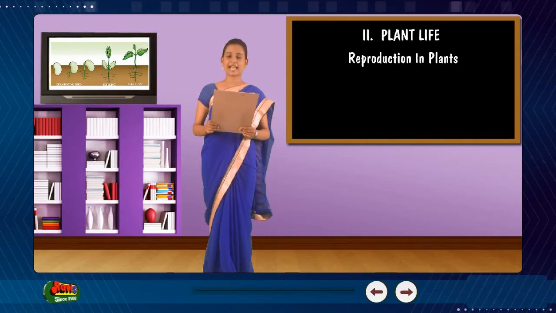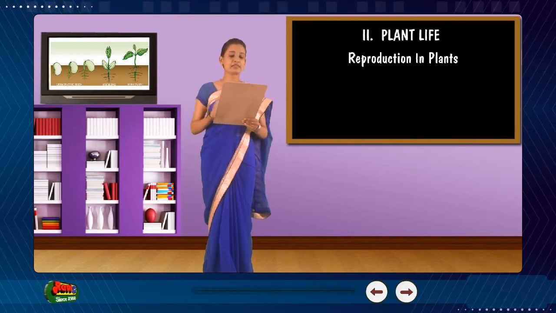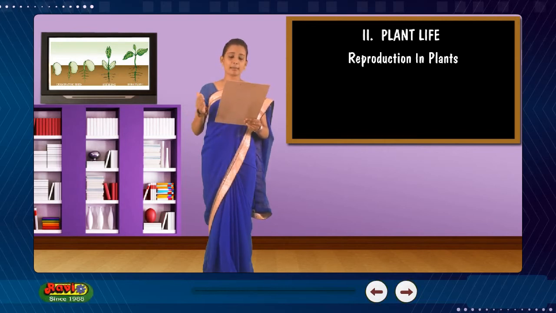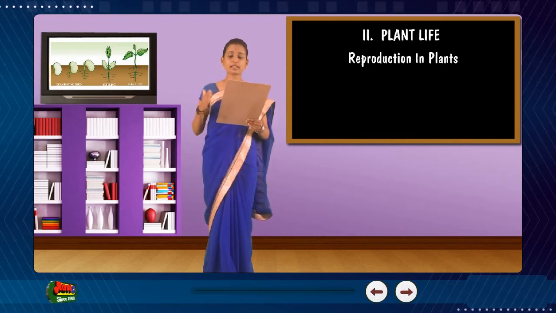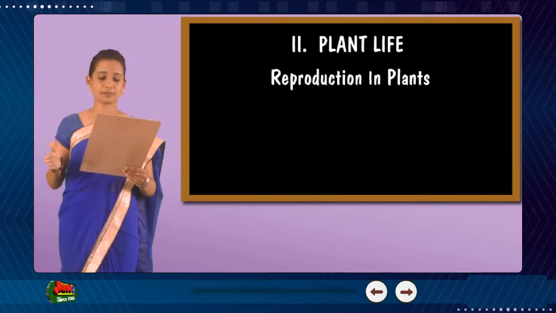Unit 2 Plant Life: Reproduction in Plants. Hi children! Flowering plants reproduce by making seeds. Before a seed can grow into a new plant, it has to be fertilized by pollen. Pollen comes from another plant during a process called pollination.